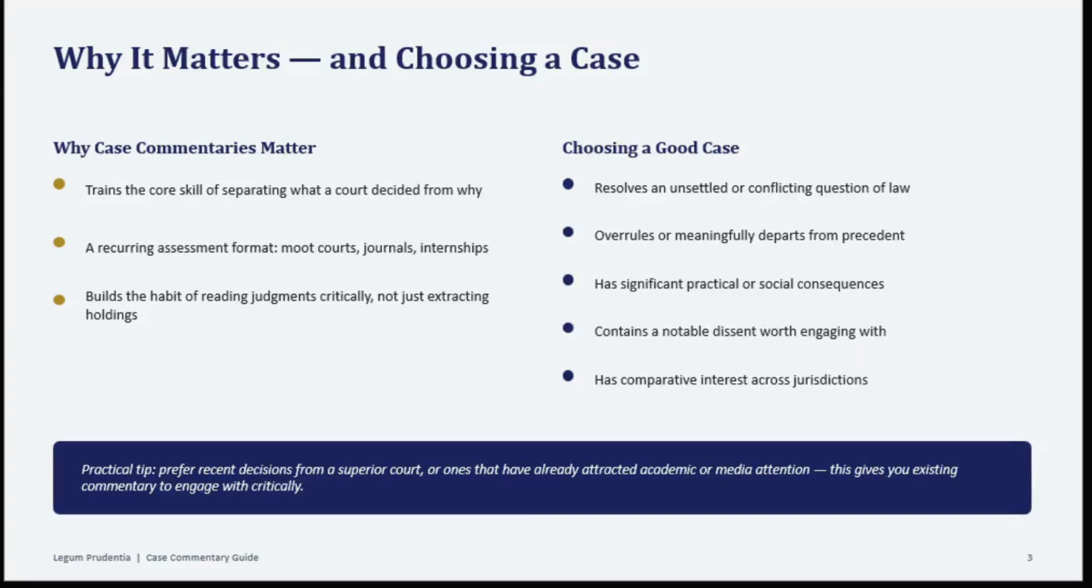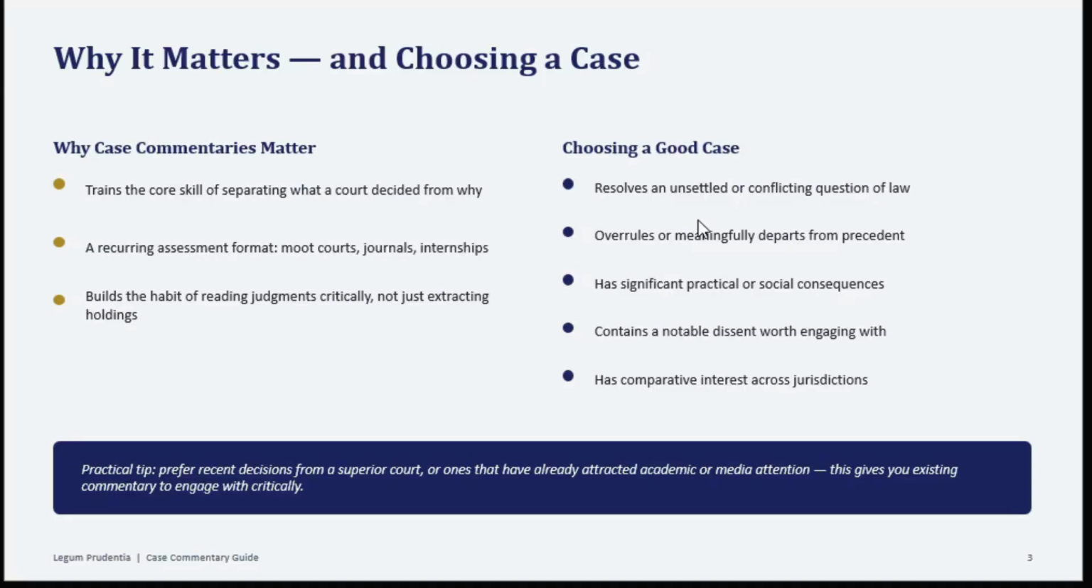Now, why does it matter so much? Why case commentaries matter: they train the core skill of separating what a court decided from why. It is a recurring assessment format in moot courts, journals, internships. It builds the habit of reading judgments critically, not just accepting holdings. So case commentary is important because of moot courts, journals and internships. Also, while making a case commentary, we gain the skill of separating what a court decided from why. The third thing is the habit of reading judgments. We build a habit of reading judgments critically. So that is why case commentary is very important.